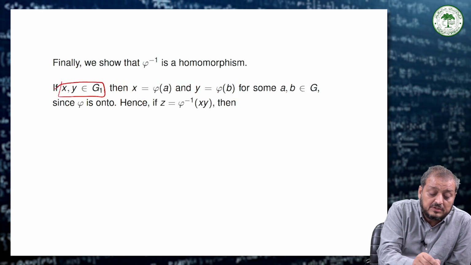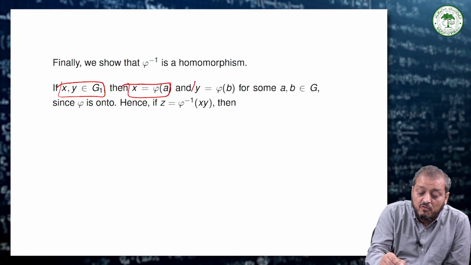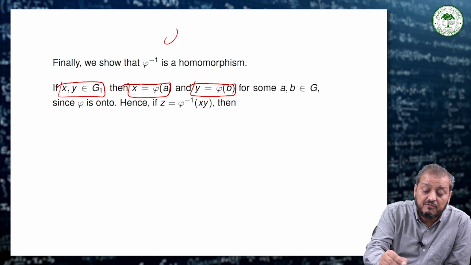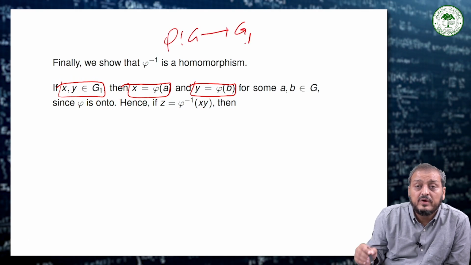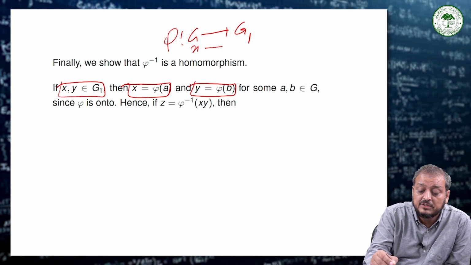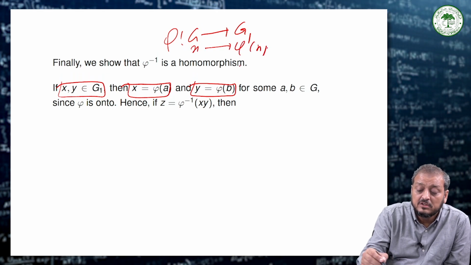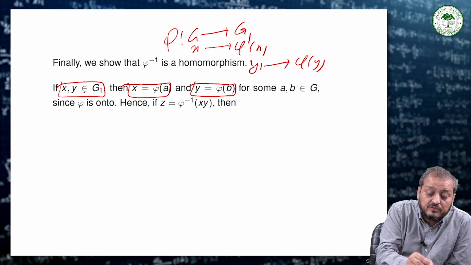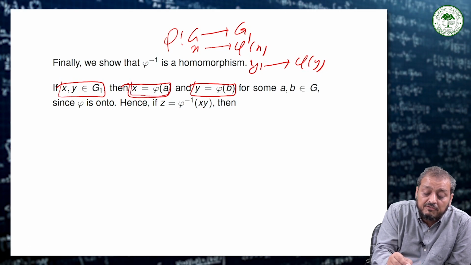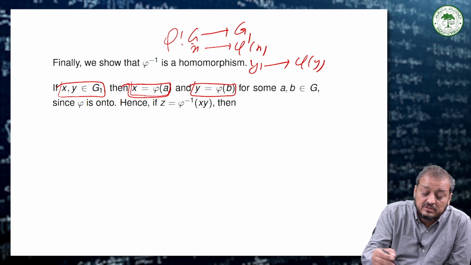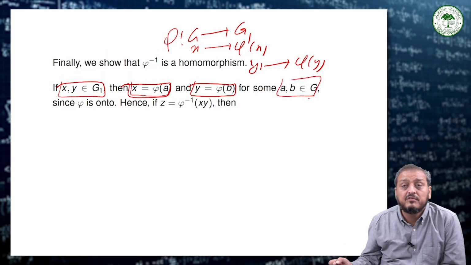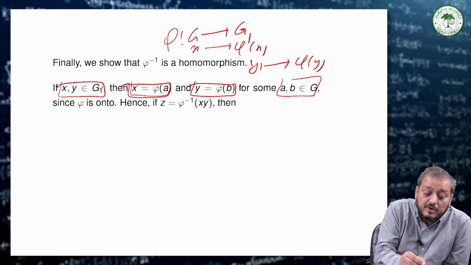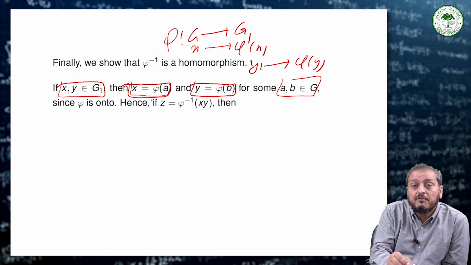If x and y are elements of G1, then x can be written as phi of a, and y can be written as phi of b. Because phi from G to G1 is a homomorphism, if x is an element of G, then phi of x is an element of G1. Similarly, if y is an element of G, then phi of y is also an element of G1. So, if x and y are elements of G1, then x can be written as phi of a and y as phi of b, for some a and b in G.